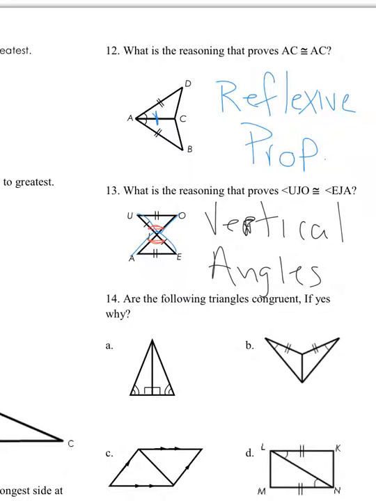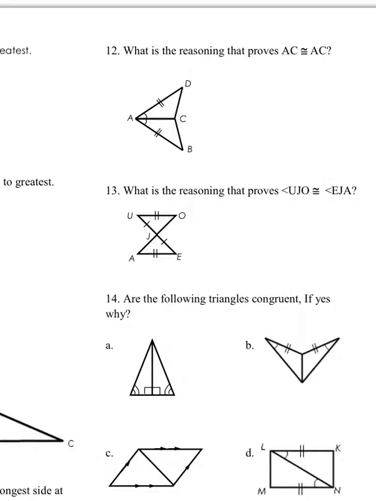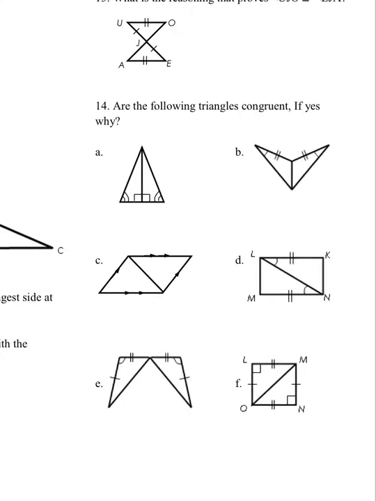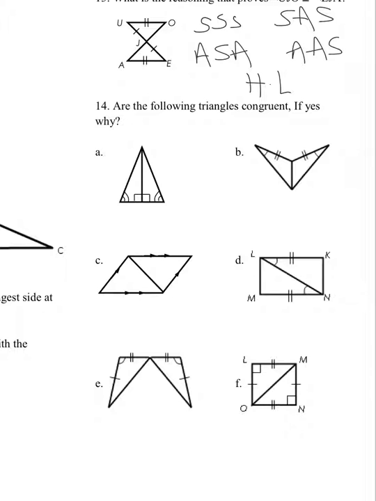Alright, so let's clear the screen. Last little bit, almost done for those of you going through all these videos. So the last 3 are the following: triangles congruent, if yes, why? So up here at the top, I'll remind you what your congruence shortcuts can be. They can be SSS, SAS, ASA, AAS, and HL. Okay? What they cannot be is AAA or SSA. Those do not show congruence.